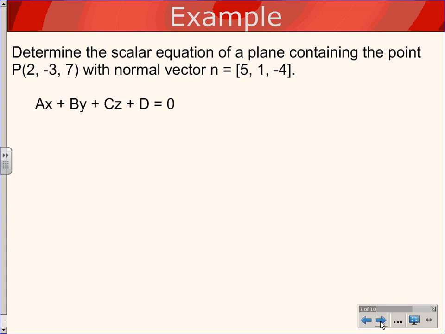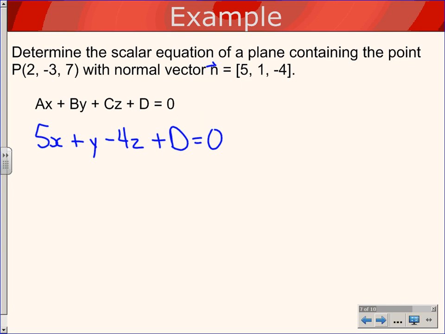So we'll give it a shot right here. It says determine the scalar equation of a plane containing the point p and the normal vector (5, 1, minus 4). So we're trying to get ax plus by plus cz plus d equals 0. The a, b, and the c just come from the normal vector. So I can start by just going 5x plus 1y minus 4z plus d equals 0. I don't know the d yet. So what we could do is we could back up to that last slide and do that fancy formula and figure out what d is.